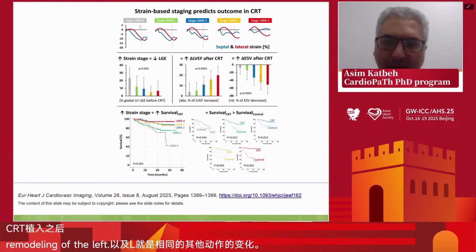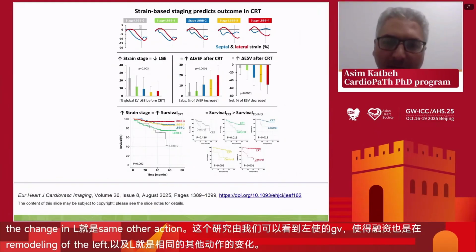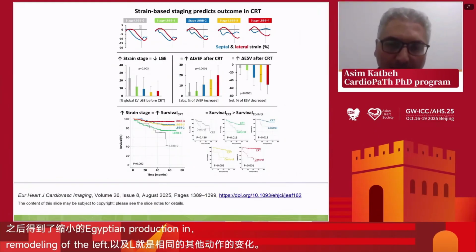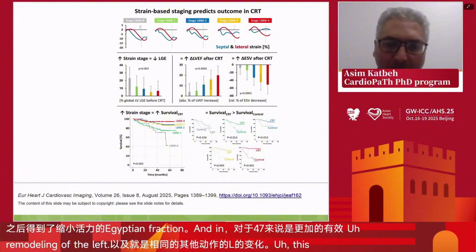Not only the ejection fraction and end-systolic volume, but also the survival was better in group 4 compared to other groups and control.